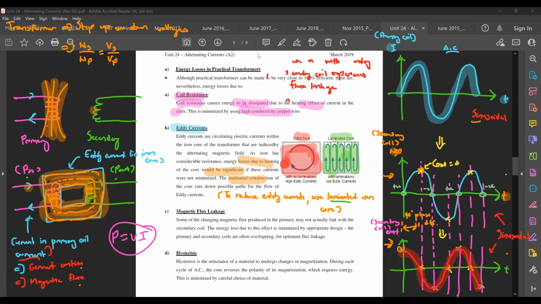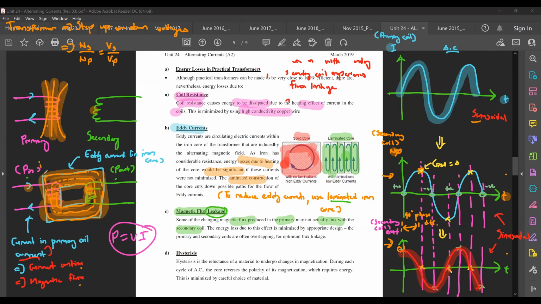Now, the third source of power loss in your transformer is magnetic flux leakage. Bear in mind that this is called leakage, not linkage. The linkage that we were talking about is different from this. Magnetic flux leakage is where some of the magnetic flux produced in the primary coil may not link with your secondary coil. What it means is that when magnetic flux is produced by your primary coil, some of it doesn't actually link with your secondary coil.